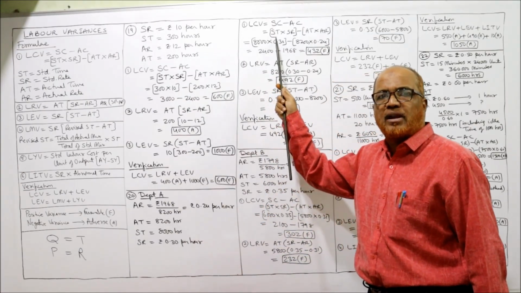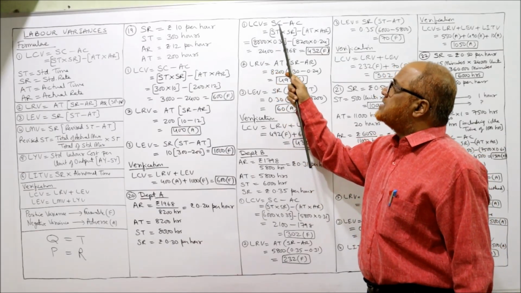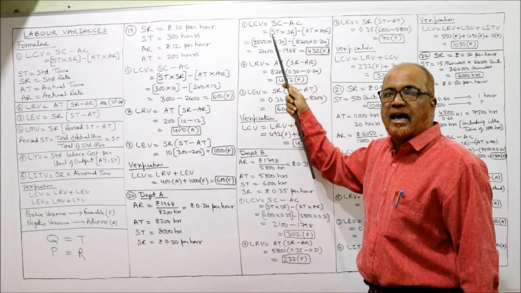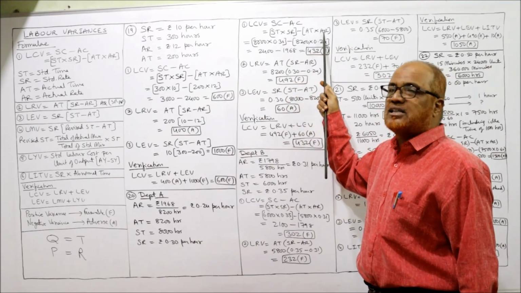Simply remember the formula, substitute it. LCV is labor cost variance, standard cost minus actual cost: ST into SR minus AT into AR.